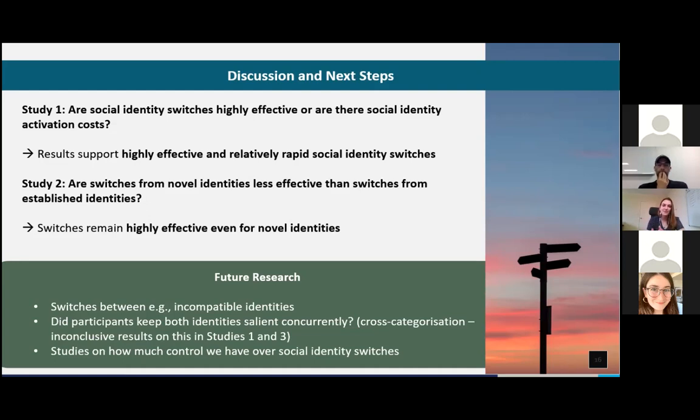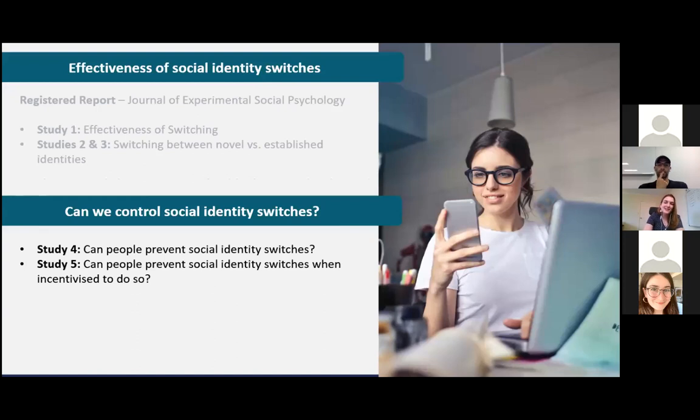And then based on those studies, we also had the question of, well, can we actually control social identity switches? Especially if we think about social identity switches being that highly effective, do we have any say in when we switch between social identities, or is it just something that's triggered by our environment, and whether we want to or not, we're going to switch? And this leads over to the last 2 studies that I wanted to talk about, and they're on control over social identity switches.